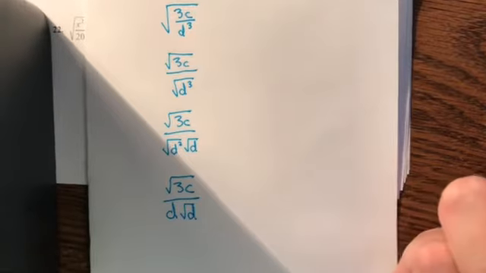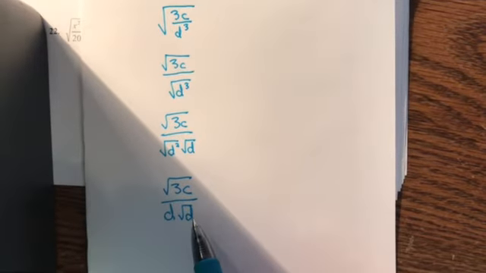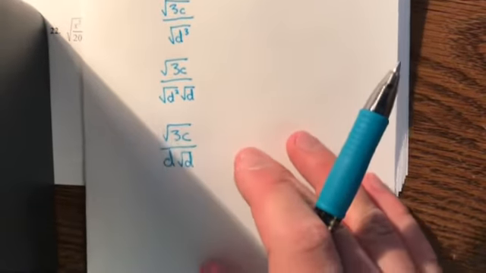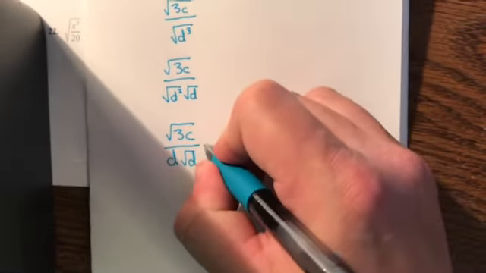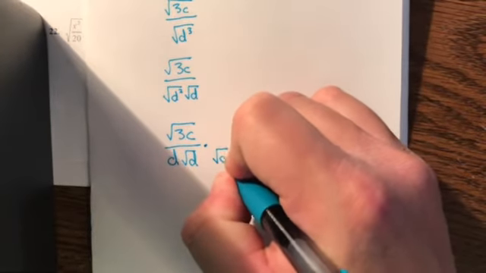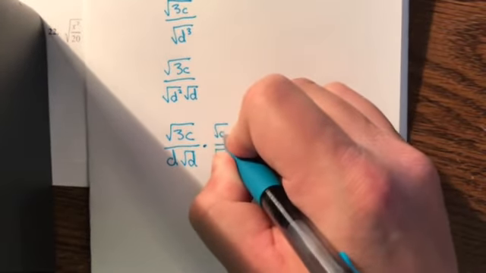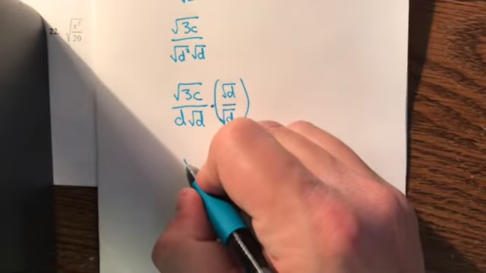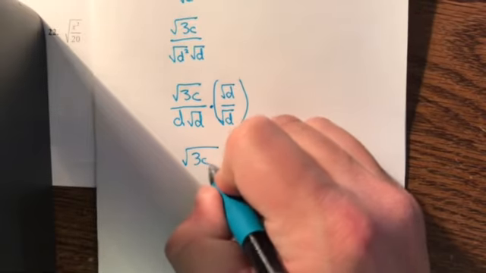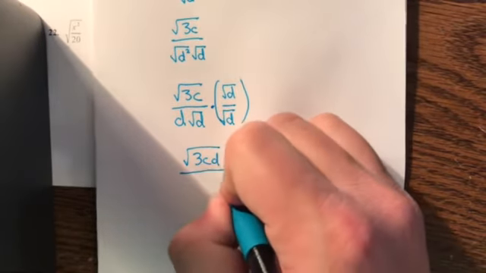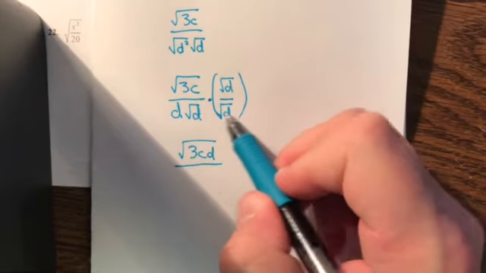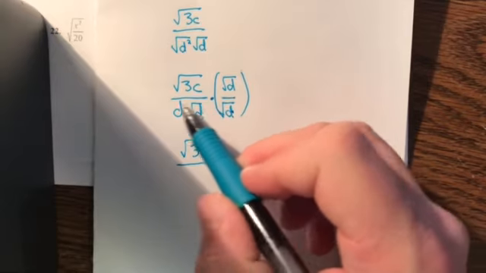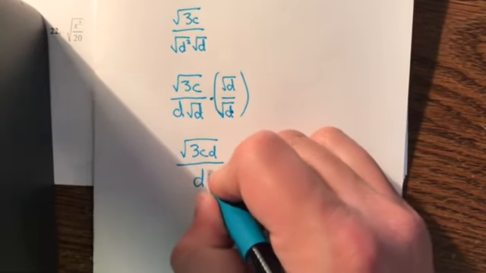Now, the reason why I'm not done here is I still have a radical in the denominator of the fraction. So to rationalize that, we'll just multiply by the square root of d over the square root of d. And when we multiply straight across, we get the square root of 3cd over, now the square root of d times the square root of d, that's just the number d, letter d. D times d is d squared.